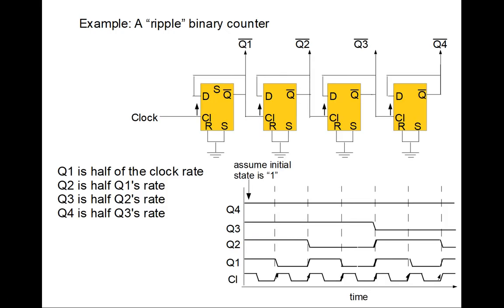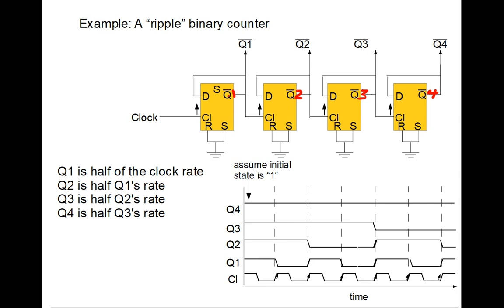Okay, let's look at a really simple example here, and this is a ripple binary counter. What we're going to do is use the previous example, and we're just going to string a bunch of those previous examples together. So it looks worse than it is. So let's take a look at it. There are 4 flip-flops here, and let's say this is Q1, this is Q2, this is Q3, and this is Q4. And so we wire these all the same way.